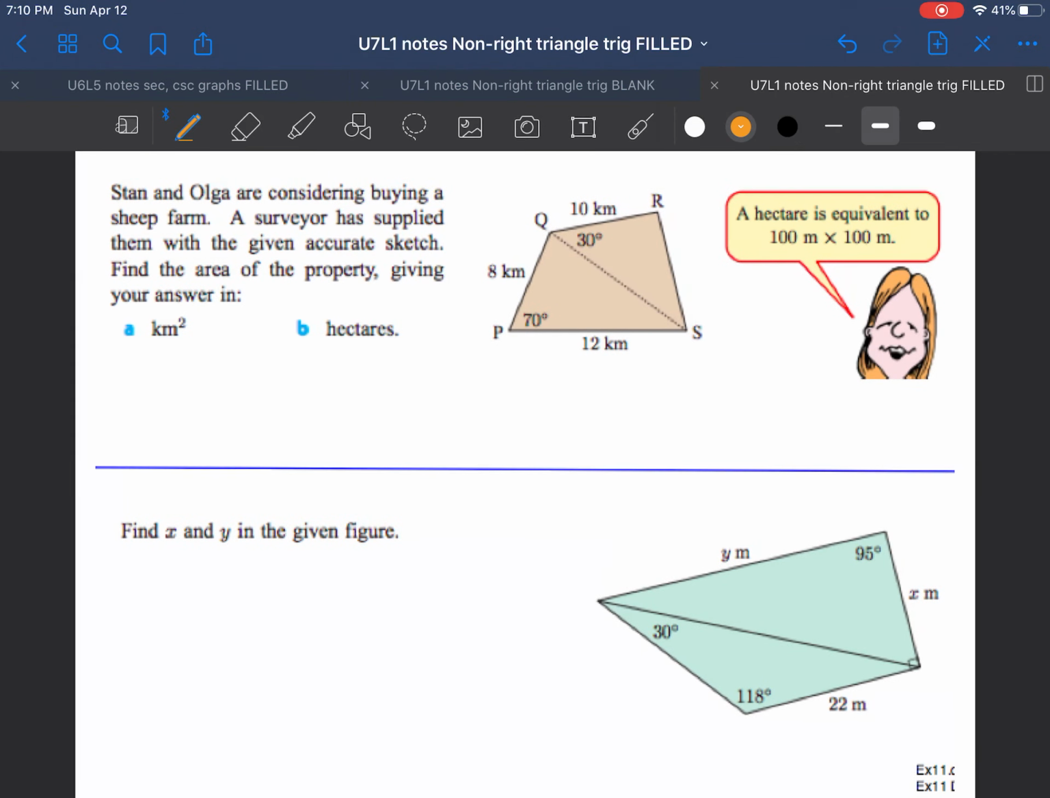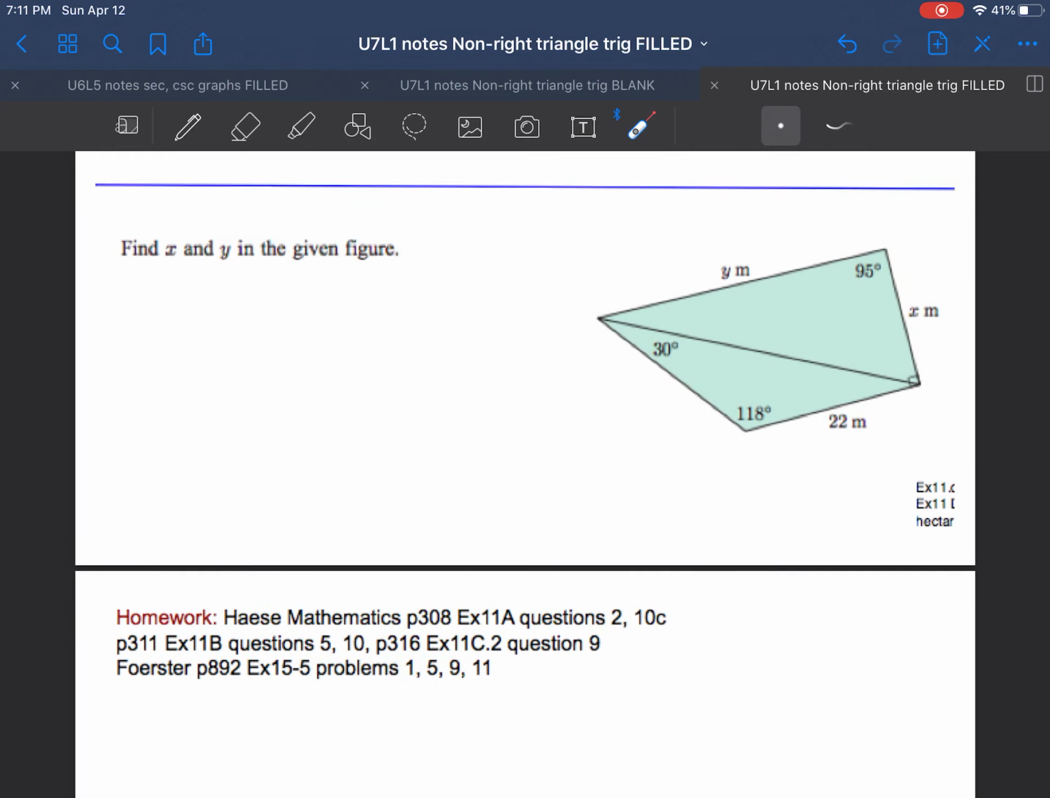Got two examples here. I'm actually going to stop the video, but I will write out solutions. So this one's asking for finding the area of the property. Okay, and we have two different units to use. And it looks like we have two triangles here. We want to find the total area. And then this one's giving us a polygon, and they want lengths for x and y, and x in meters. All right?